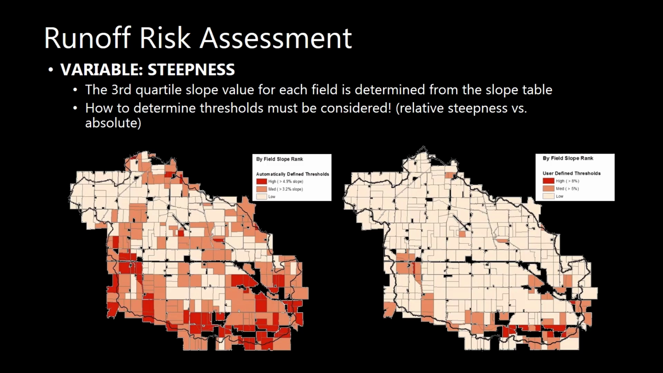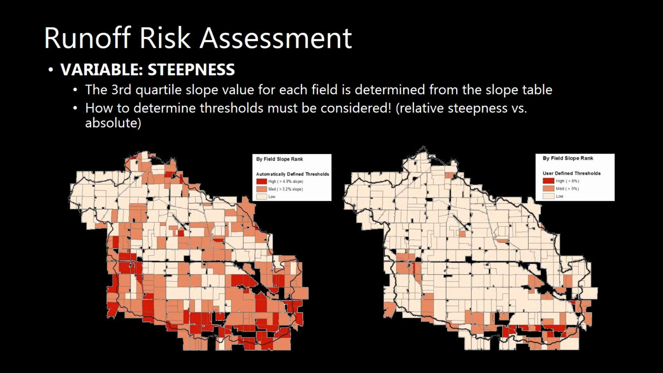The second variable to the runoff risk assessment is steepness. This is going to use the 75th percentile slope for each field, and that comes from the slope table. The two images below show the difference between allowing the tool to automatically generate thresholds of slope compared to when the user defines thresholds. Although it's kind of difficult to convert sediment delivery ratio to numbers that actually mean something to the user, people generally understand slope. You may know for your watershed that slopes 8% or higher are much more at risk compared to other ones, or maybe 10% or higher.